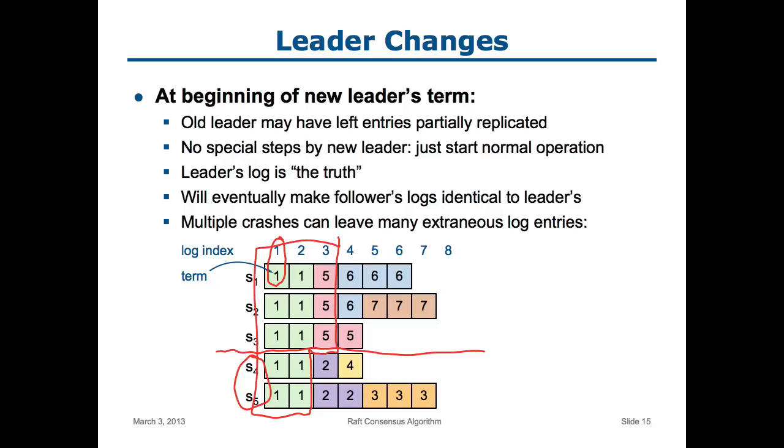These are committed entries, and so we have to make sure we preserve them. But the other entries, none of them have been committed. And so it doesn't really matter whether we keep them or throw them away. We haven't passed any of these to a state machine. No client machine has seen the results of executing any of these commands. So these are all expendable.